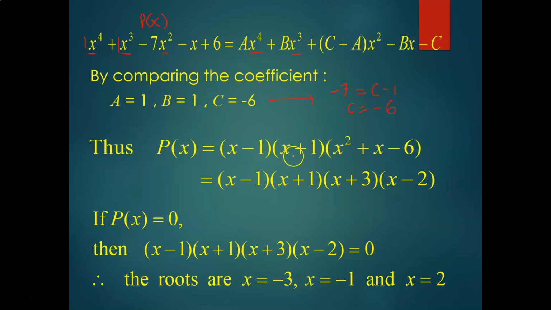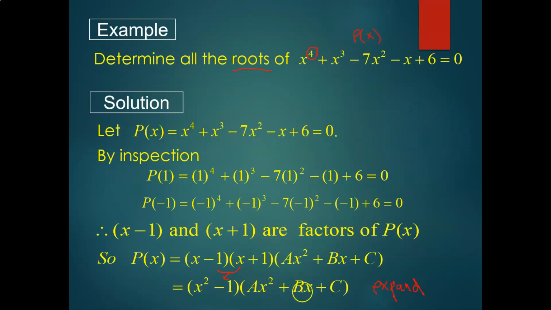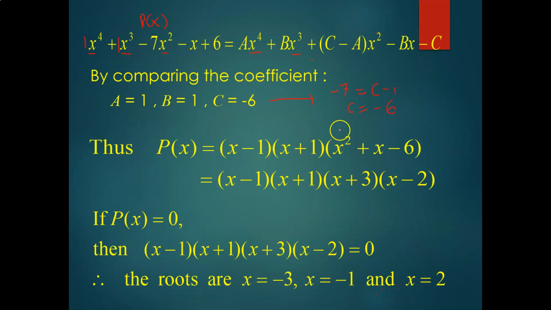X minus 1, X plus 1. So this is AX plus B plus C. Okay? From here, AX square plus BX plus C. This is actually AX square plus BX plus C. This is actually the one previously.